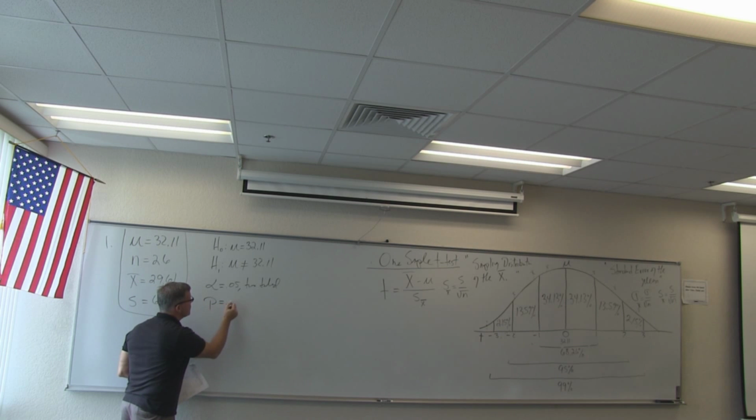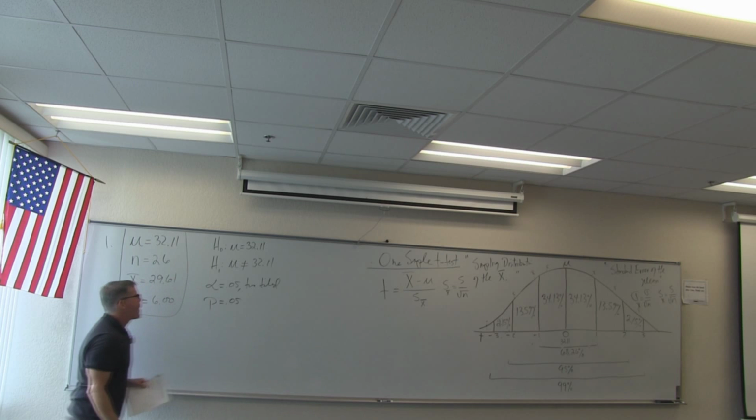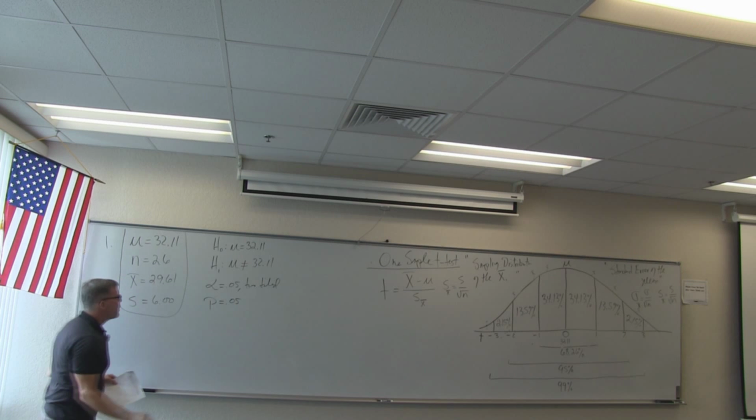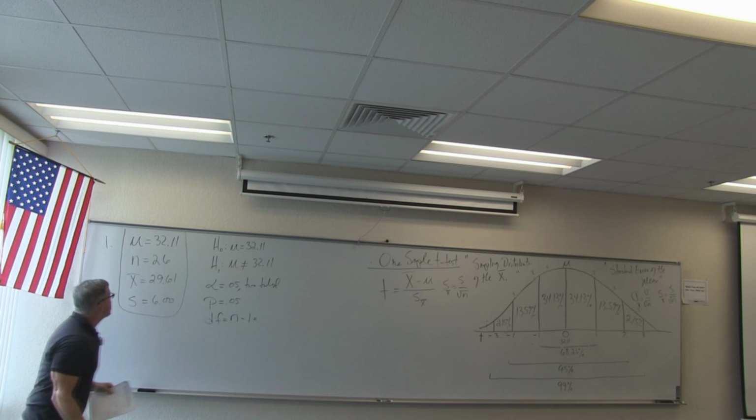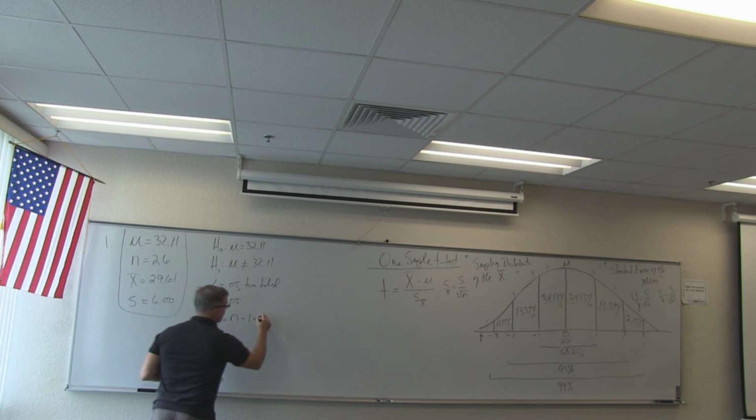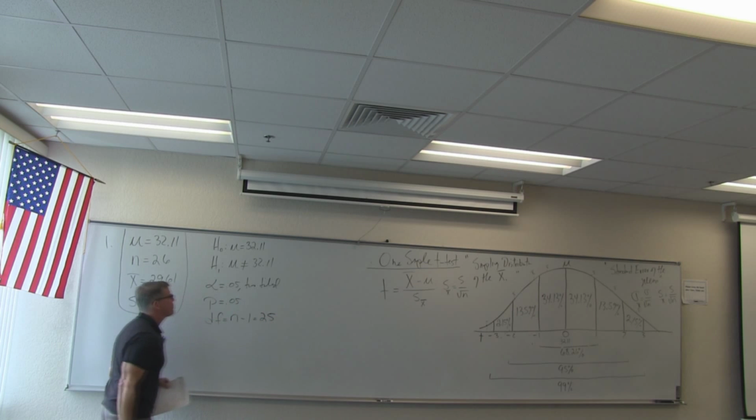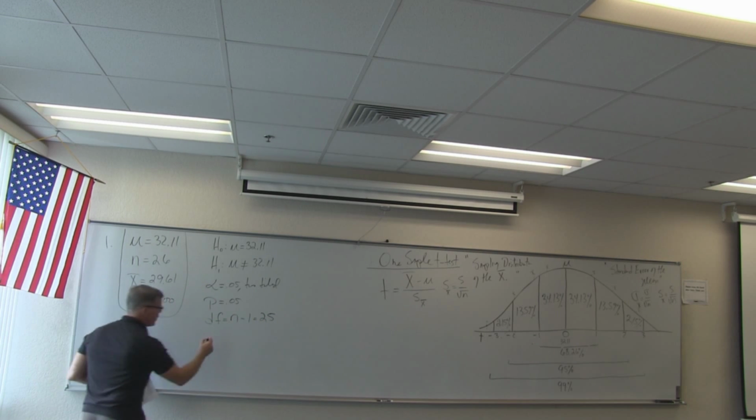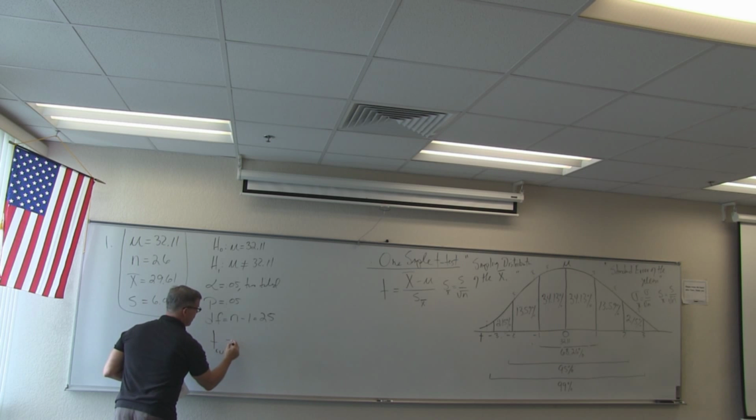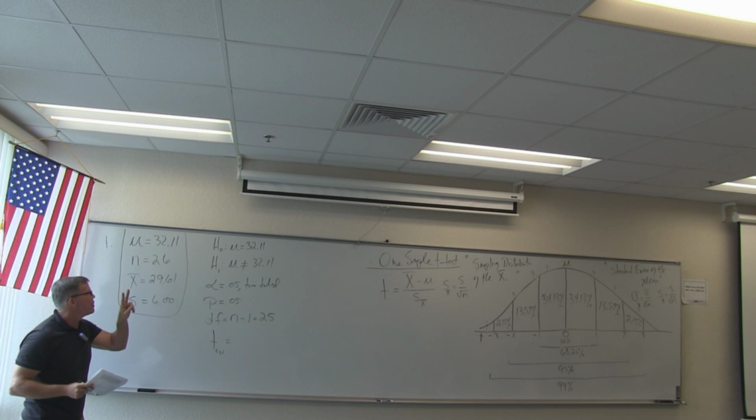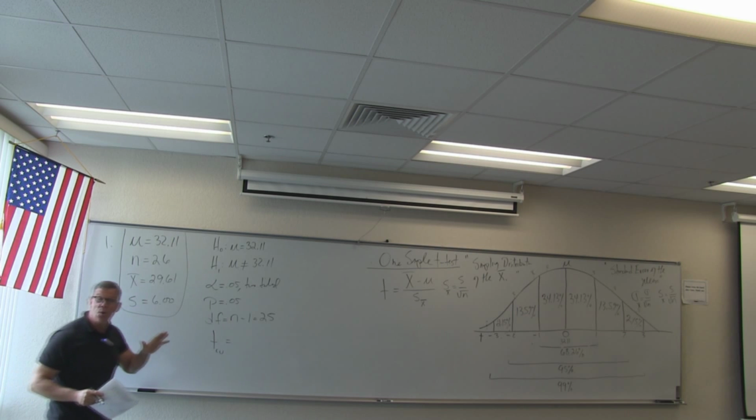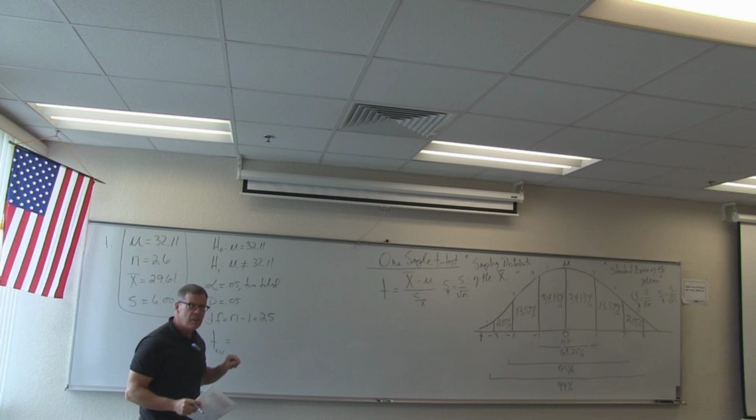Before we run any statistical test, p equals alpha. Degrees of freedom is n minus 1. 26 minus 1 is 25. We can find a critical value. We're running a two-tailed test. On the exam, you're going to do a lot of this. You're going to find a lot of critical values.